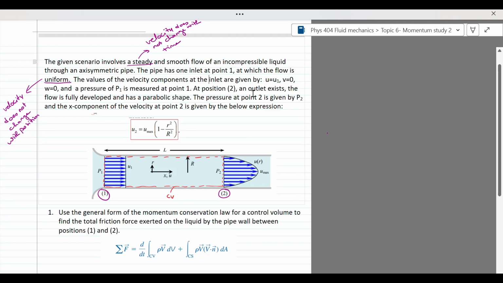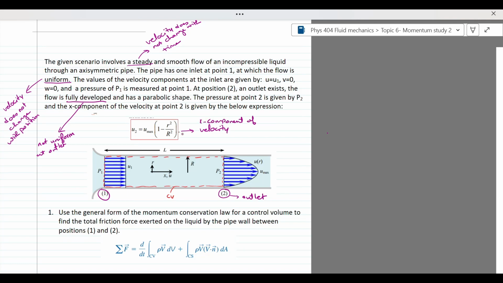At position 2, an outlet exists. The flow is fully developed here. It's not a uniform flow then at the outlet. This is my outlet here. The flow has a parabolic shape. The pressure at point 2 is given by P2, and the x component of the velocity at point 2 is given by the below expression. So this is our expression for the velocity at the outlet. This is just the x component. Now, v2 and w2 are not necessarily 0, but they're not given to us.